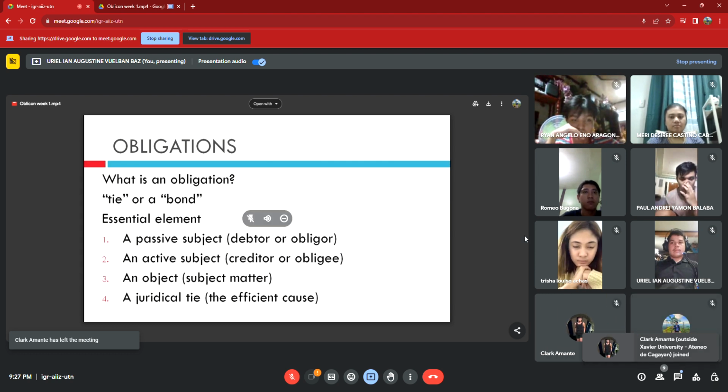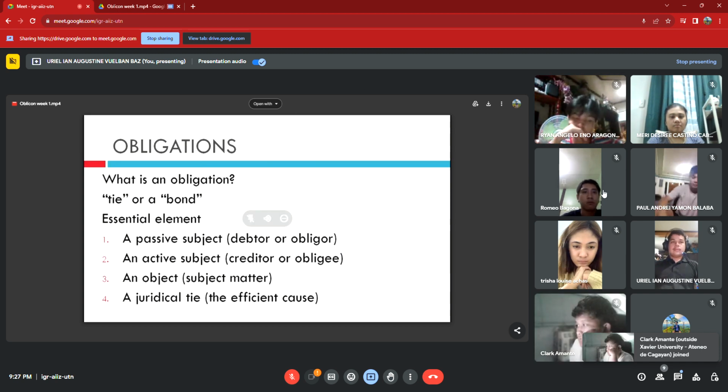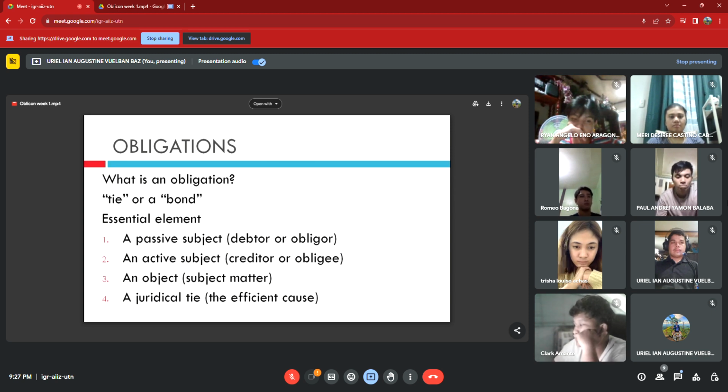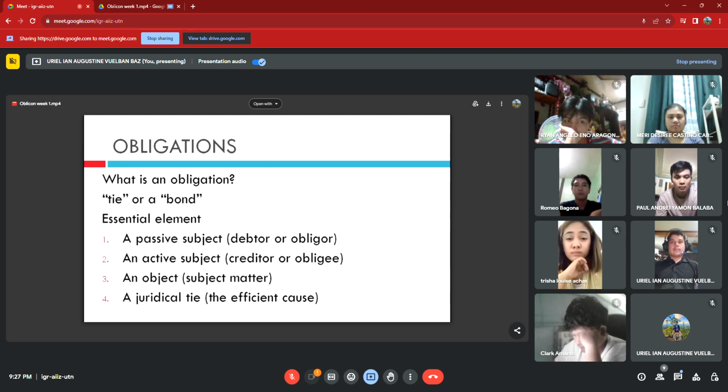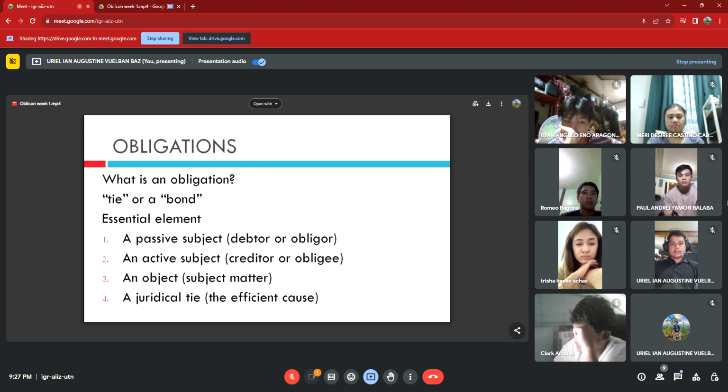Another important element is, of course, an object or the subject matter of the obligation. Sometimes you call it prestation also. Now, an object is the subject matter of the obligation. Now, fourth, the last one is a juridical tie. It is the efficient cause, the purpose, the reason why the obligation needs to be performed.